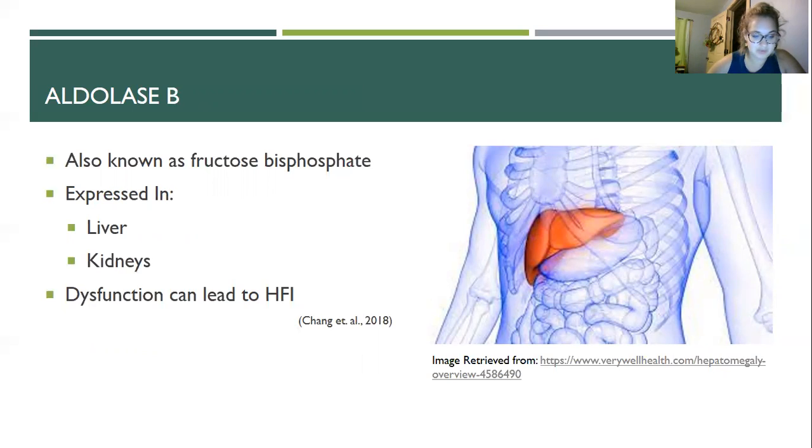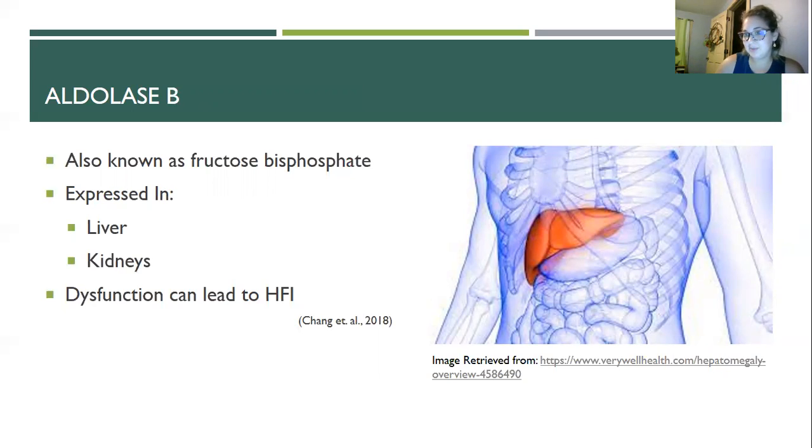When this is dysfunctional or has a deficiency, it can lead to hereditary fructose intolerance, also known as HFI, which is a rare disorder, but it can be seen. What happens when this occurs is the body is unable to catalyze fructose, which then makes you very sick. So vomiting, and you'll have some problems eating as well.